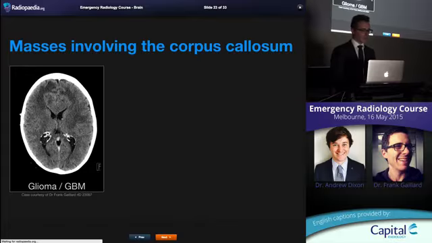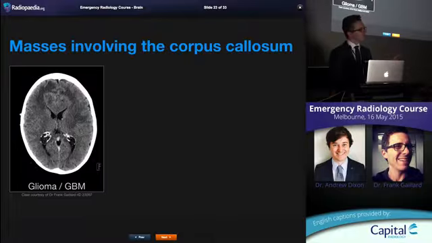Masses involving the corpus callosum. Corpus callosum is a very tight bundle of white matter fibres and it's very resistant to most pathology. So if you see something that's crossing, it really narrows the differential a lot. The most common by far is a high-grade glioma, or low-grade as well, but typically high-grade glioma. Typically what we call a butterfly glioma because of this shape, nothing pleasant about it.